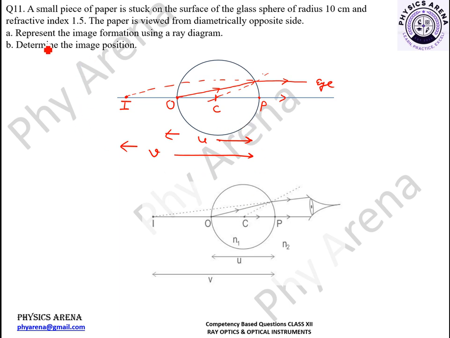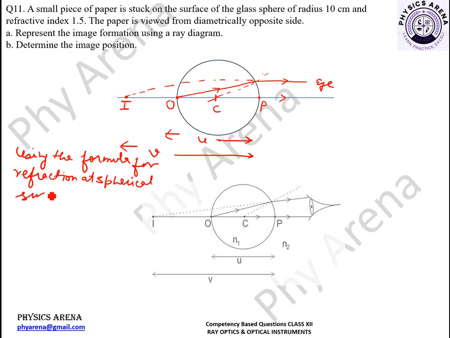Now let's try to find out the position of the image. So we can use the formula for refraction at spherical surface. So we know the formula. Formula is n2 upon v minus n1 upon u is equal to n2 minus n1 upon R.